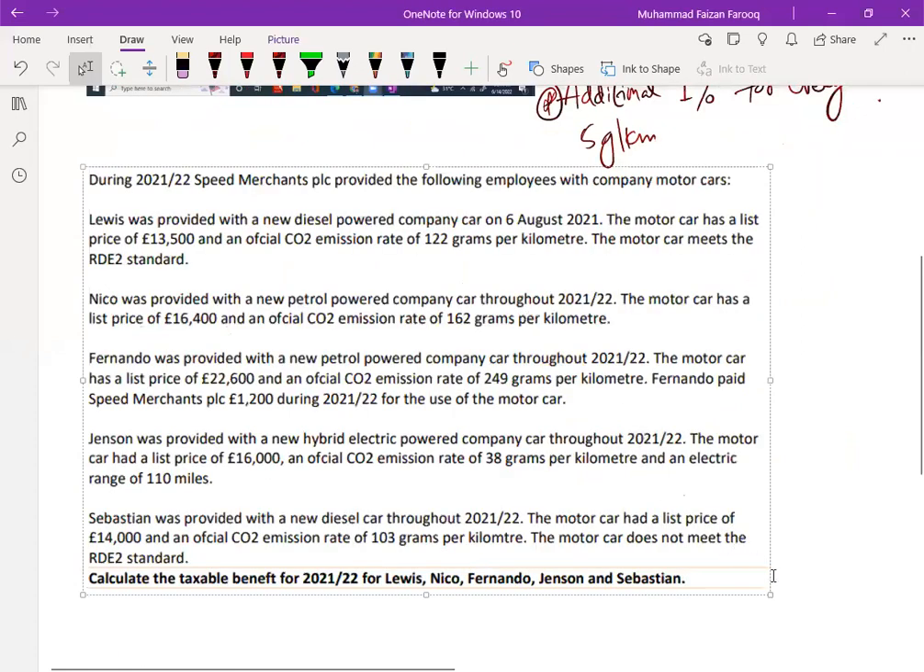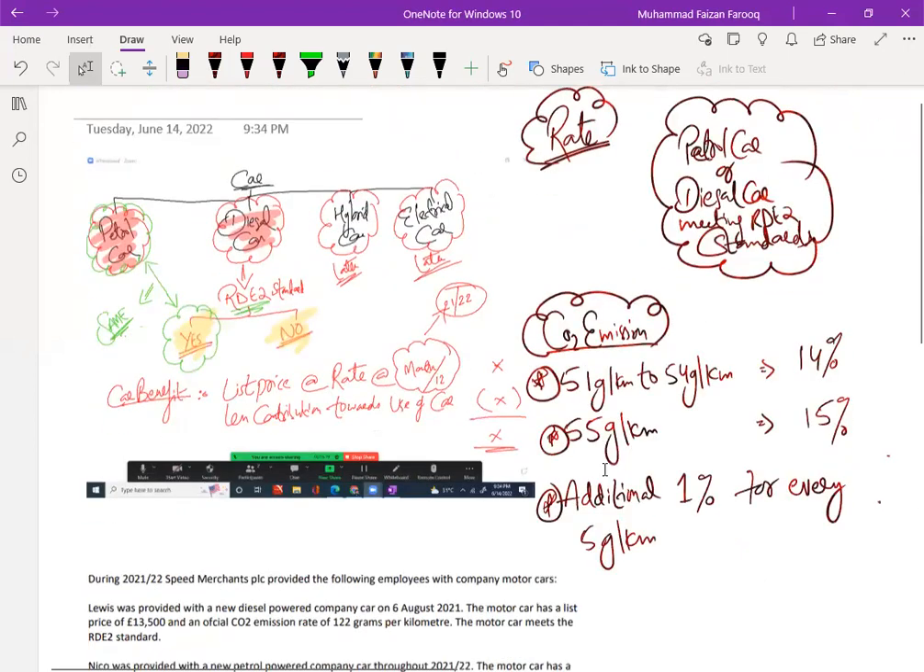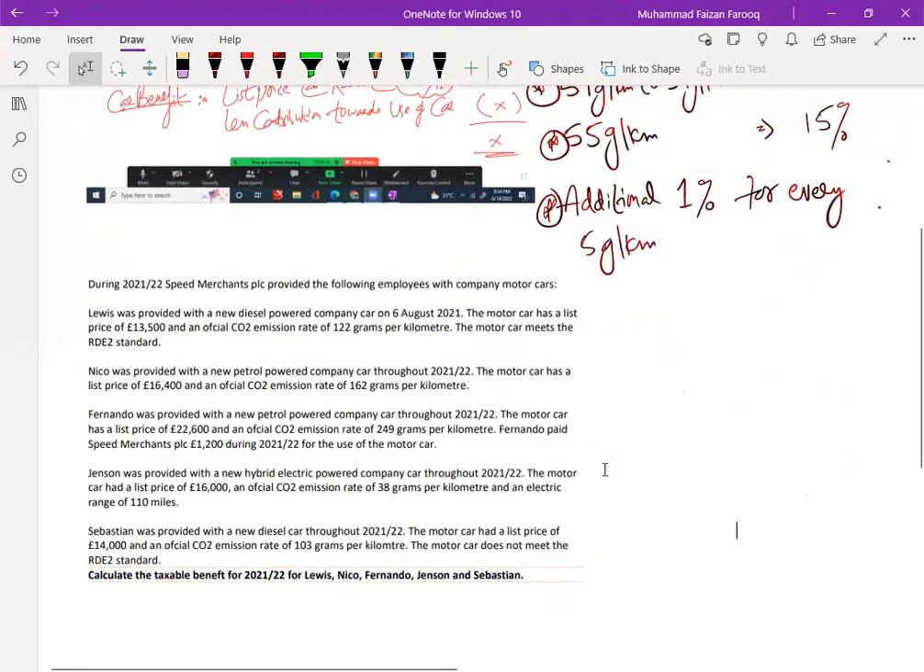Now, this is question number 1 from our handout. During the tax year, the requirement is to calculate the taxable benefit for the tax year 21-22 for Levi's, Nico, Fernando, Jensen, and Sebastian. We are going to learn a lot in this question. This is our key question for car benefit. The formula and everything is here. First of all, I need you to read only the paragraph for Levi's, please.